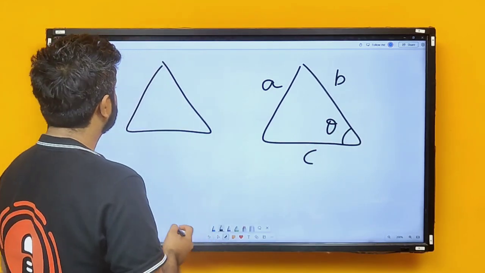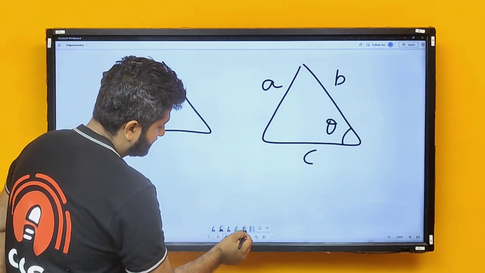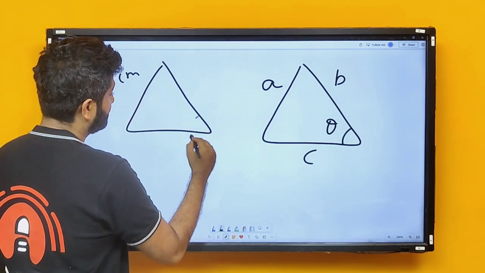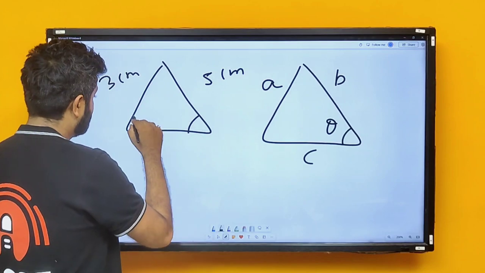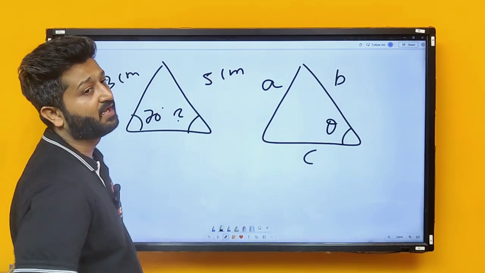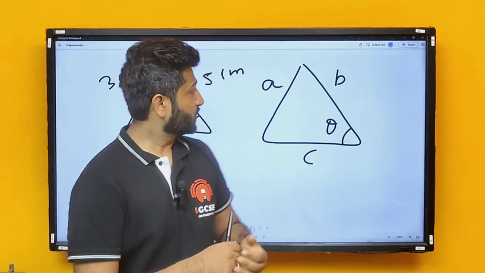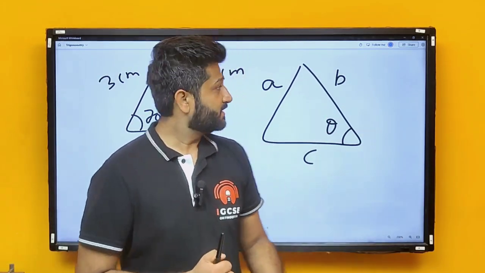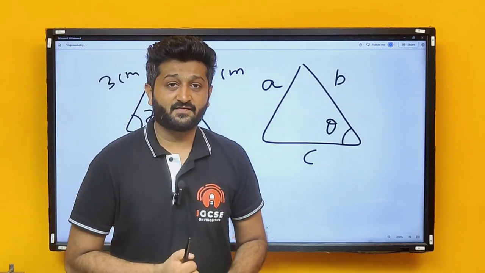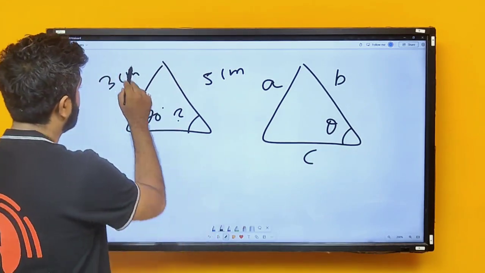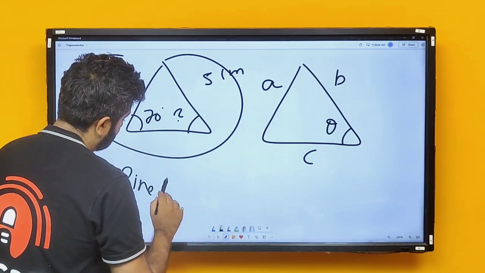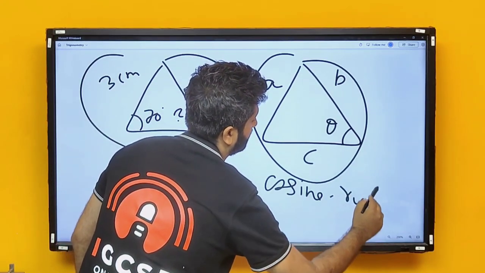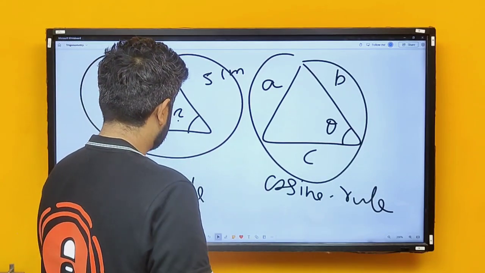This is one situation. Let's say there is one more situation. Let me take an example. Let's say this is 3 centimeter. This side is 5 centimeter. This is 70 degree and I want to measure this angle. Again, I am stuck here, right? So in such cases we need to use different rules. There are two different rules for non-right angle triangles. The first is sine rule, the second is cosine rule. So here we can use sine rule, and for this situation we have cosine rule. Now what do sine rule and cosine rule say?